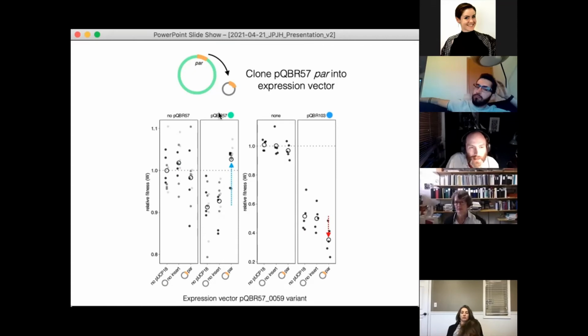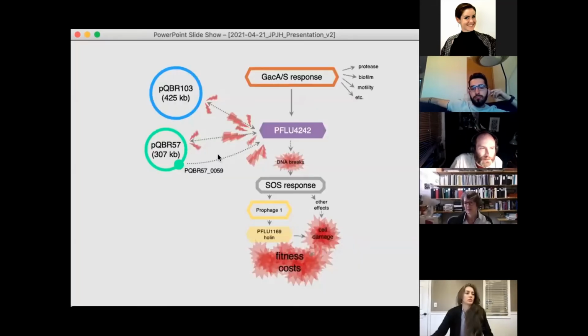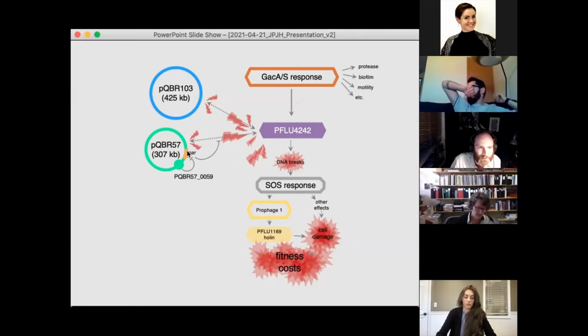Pqbr57. But interestingly, if we express those same PAR genes that ameliorate one megaplasmid, but we try it with the other megaplasmid, it actually has the opposite effect. And that fitness effect is actually exacerbated if we express those partition genes with the heterologous plasmid. So we can fill in this little bit of data here now, where Pqbr5759 inhibits the partition genes, which would otherwise be inhibiting this negative interaction between this plasmid and the PFLE4242 genes.